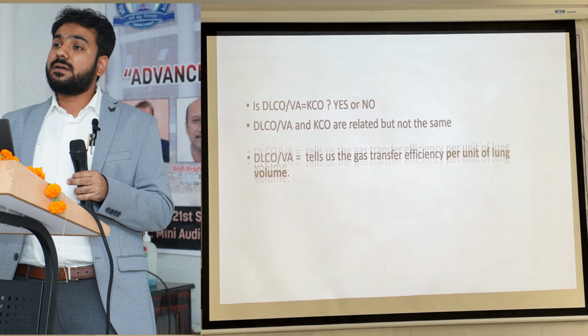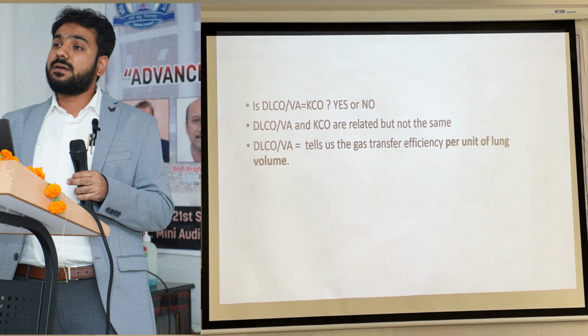We just discussed DLCO upon VA. It just tells us the gas transfer efficiency per unit of lung volume. Is there any doubt what DLCO upon VA is? DLCO is the total diffusion capacity, and if we divide it by VA, it gives us the diffusion efficiency per unit volume of the lung. Understood? Now, but KCO has much more to it.